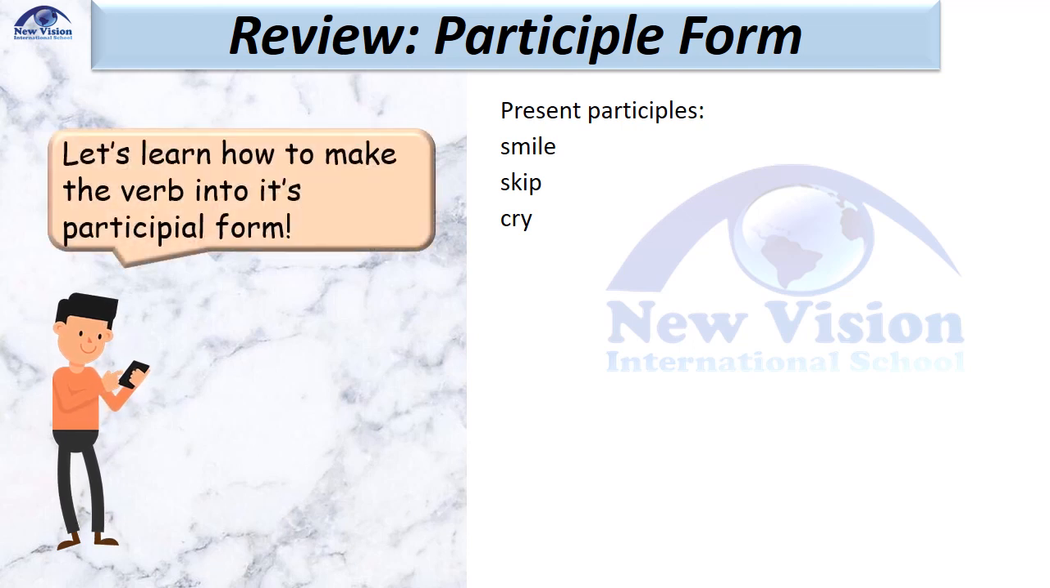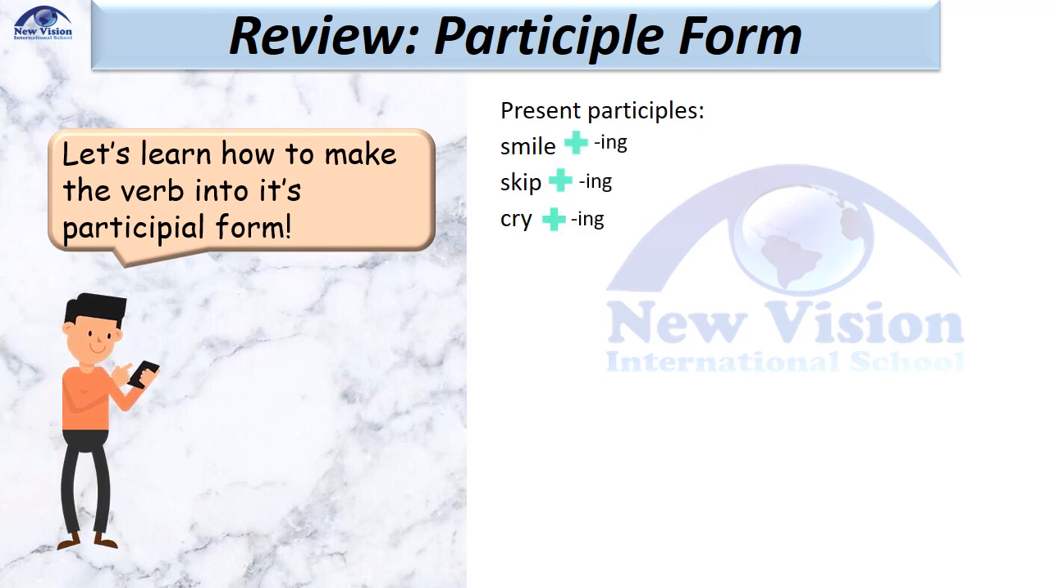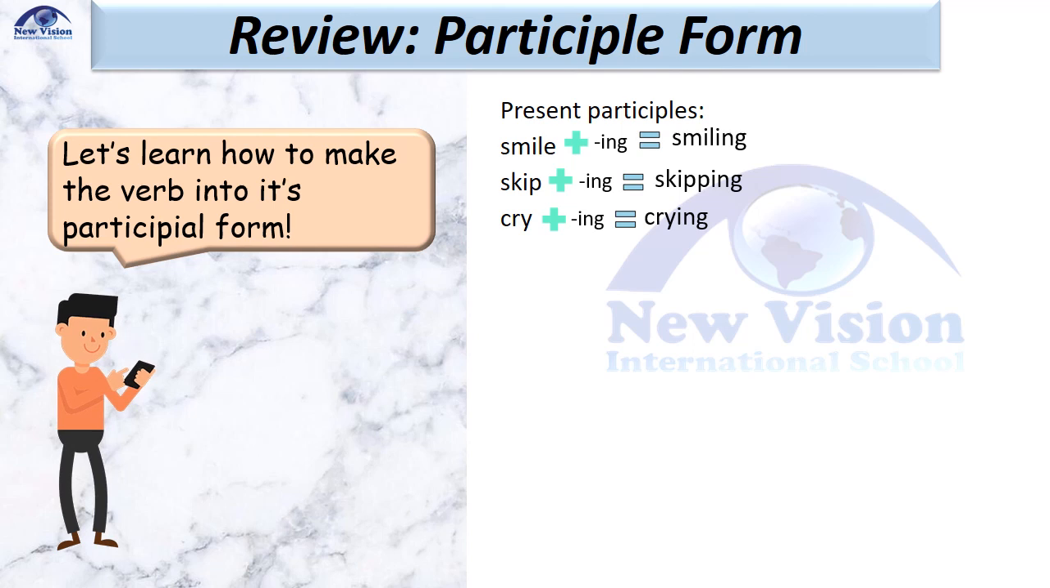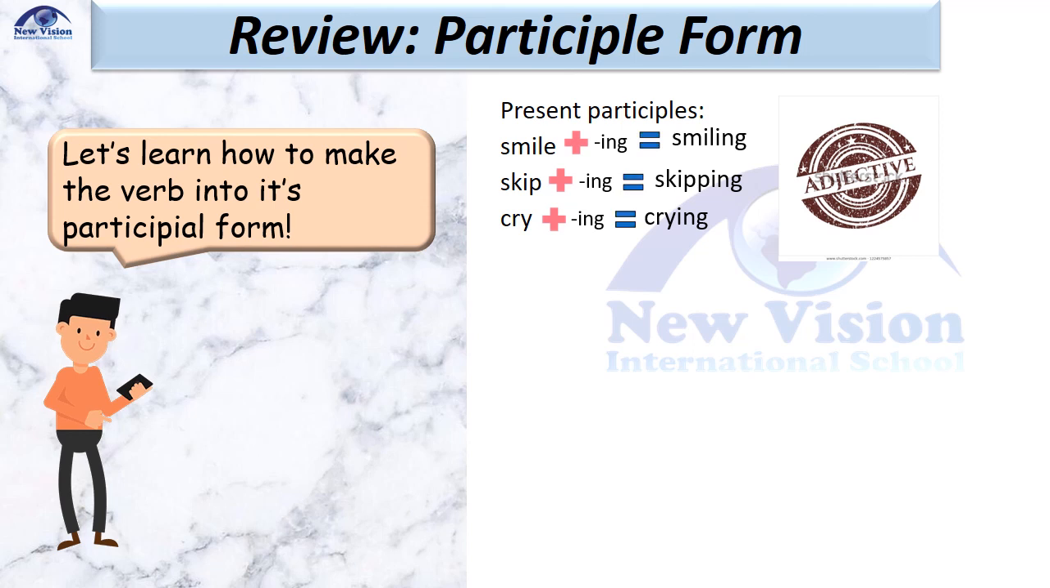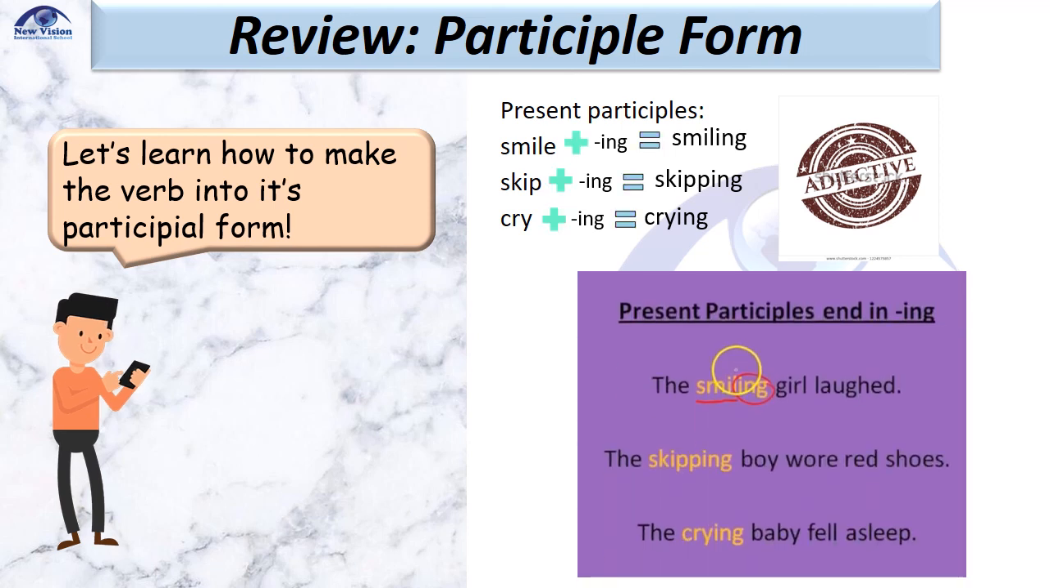So we have three verbs right here: smile, skip, and cry. To show the present participle form of these three words, we should add the suffix -ing. That makes them smiling, skipping, and crying. We usually use these words as verbs, as action words, but right now we have to use them as adjectives, which are descriptive words. How can we do it?